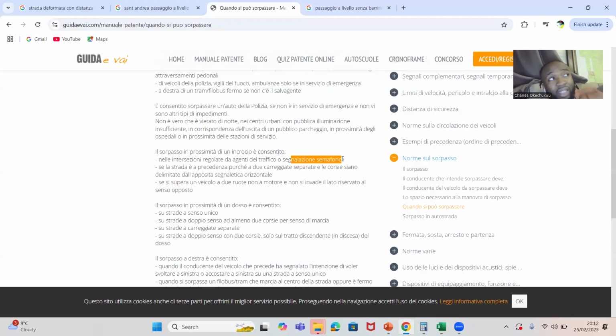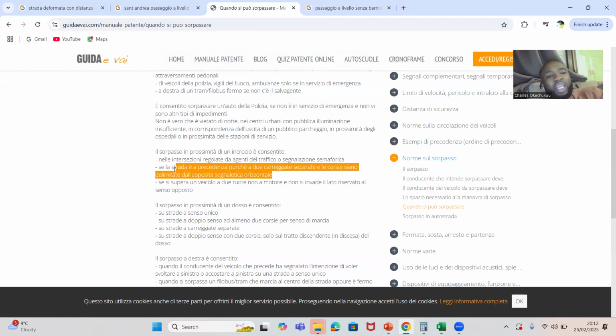If not, you cannot overtake there. Next one: you can overtake very close to a junction if the road has priority, since it has two separate carriageways and the lanes are delimited by appropriate horizontal signage. This thing makes sense a lot.